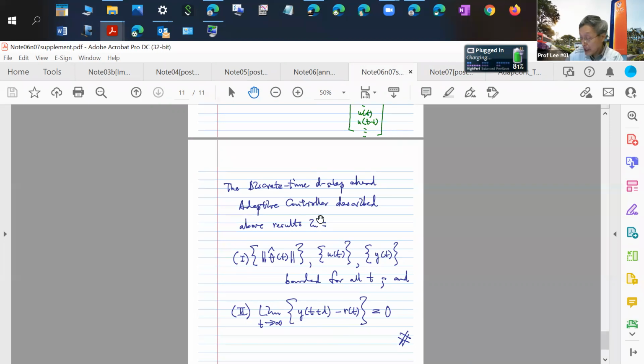Of course, if you now want the parameter to go towards theta star, then somehow you have to look into that additional situation of so-called persistency of excitation.